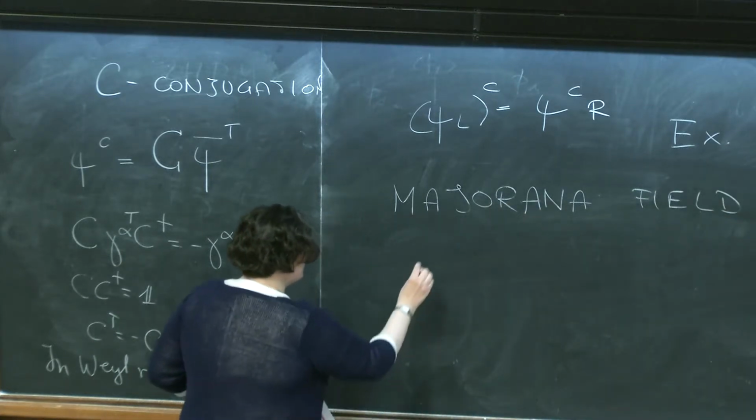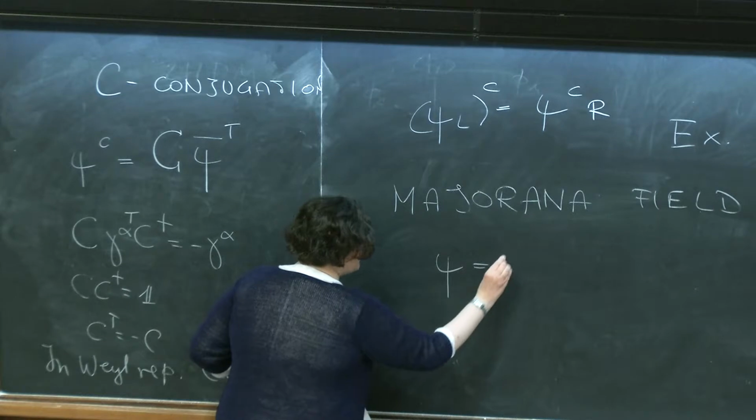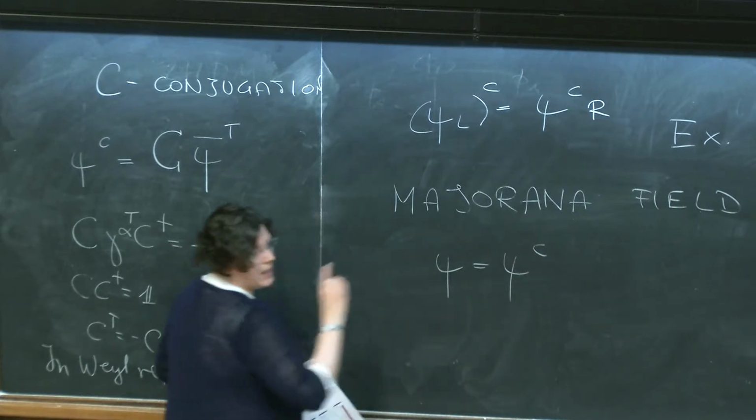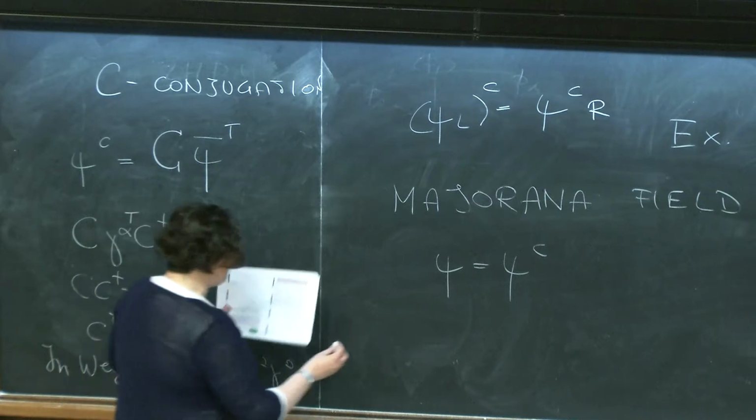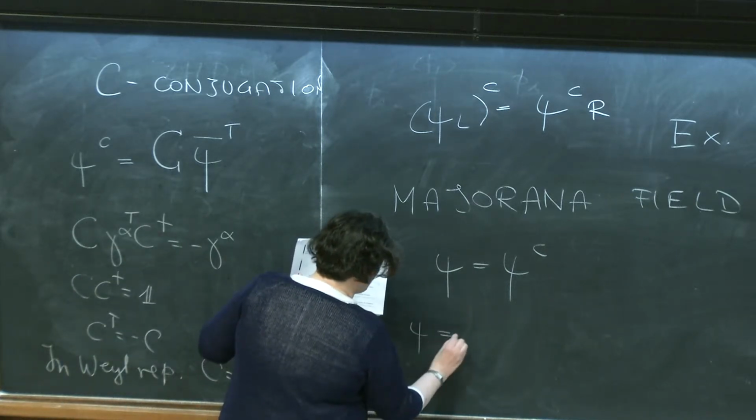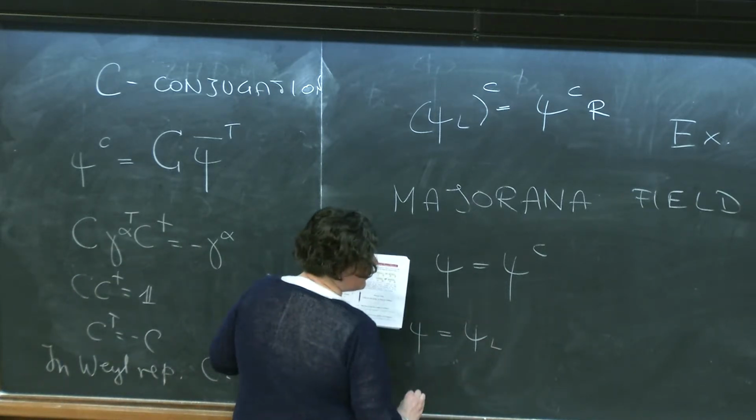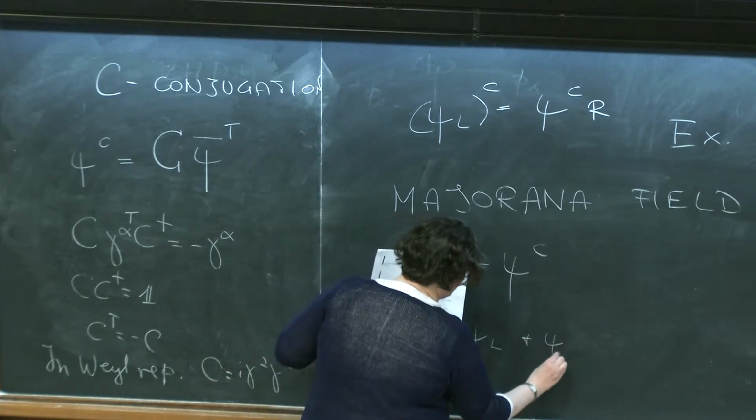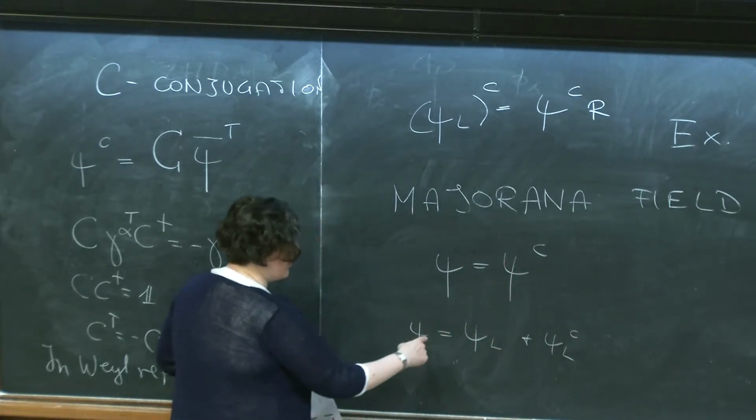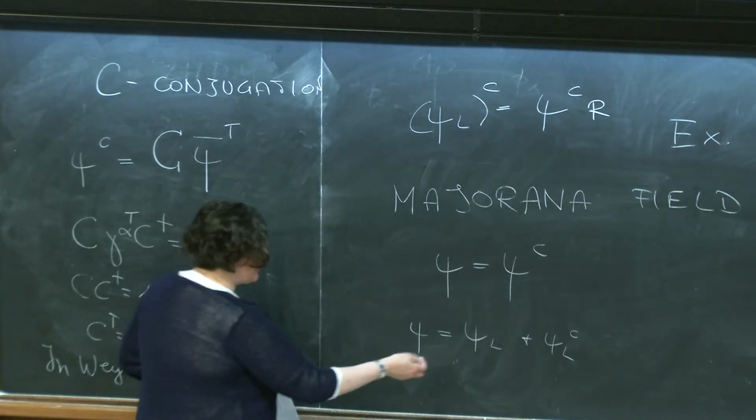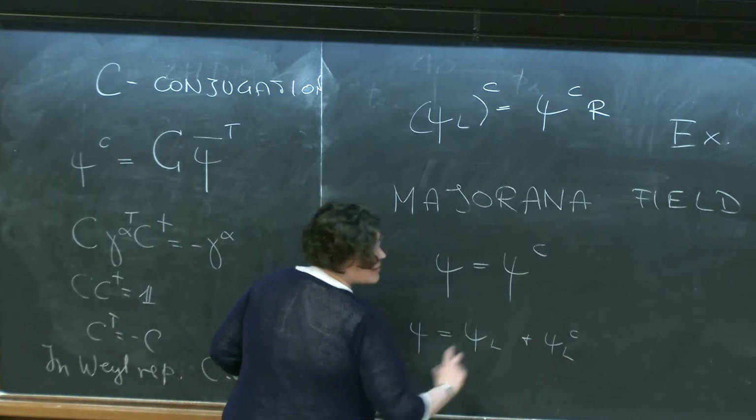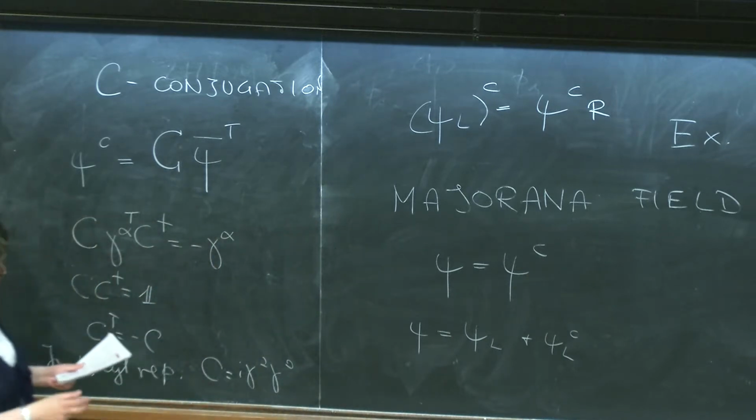So a Majorana field satisfies the Majorana condition. So psi is equal to its conjugate. If I think in terms of the chiral components, psi needs to be psi left plus psi left C. So when I take the charge conjugation, I swap these two terms. And this is its left-handed component, and this is the right-handed component.